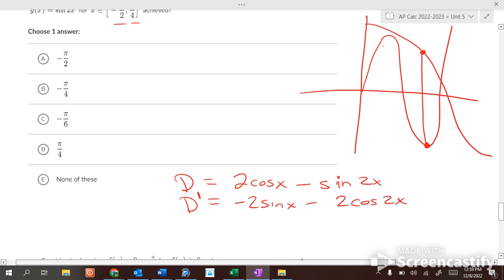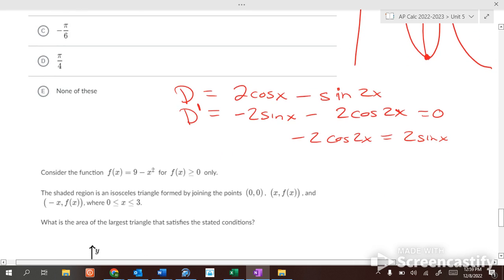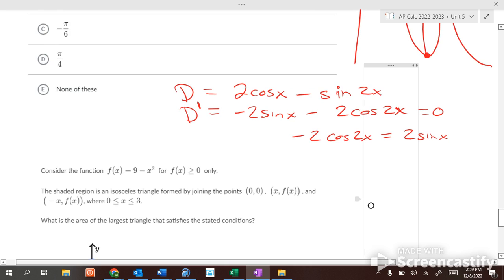Way to use the chain rule. I wanted to say it, but it wouldn't come out of my head. So the first derivative equals 0. So negative 2 cosine of 2x must be equal to 2 sine of x. Actually, we don't want to do that.